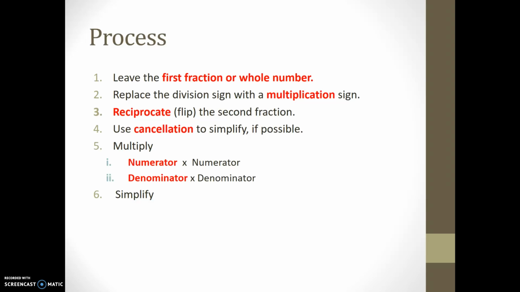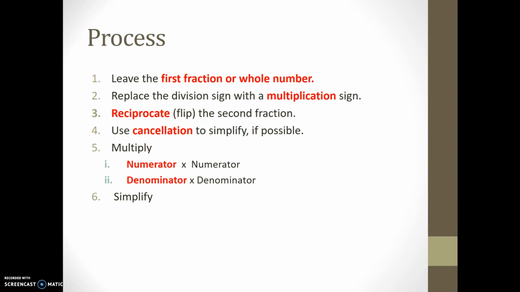Let's talk about the process. How are we going to solve these problems? Well, the algorithm that we're going to use looks a little bit complicated in your notes, but it's actually really easy. So the first thing we're going to do is leave the first fraction or whole number. Then we'll replace the division sign with a multiplication sign. We will reciprocate the second fraction, which means to flip. We'll use cancellation to simplify if possible. Then we're going to multiply numerator times numerator and denominator times denominator, just like we normally do with fractions. And then finally, we'll simplify the answer.